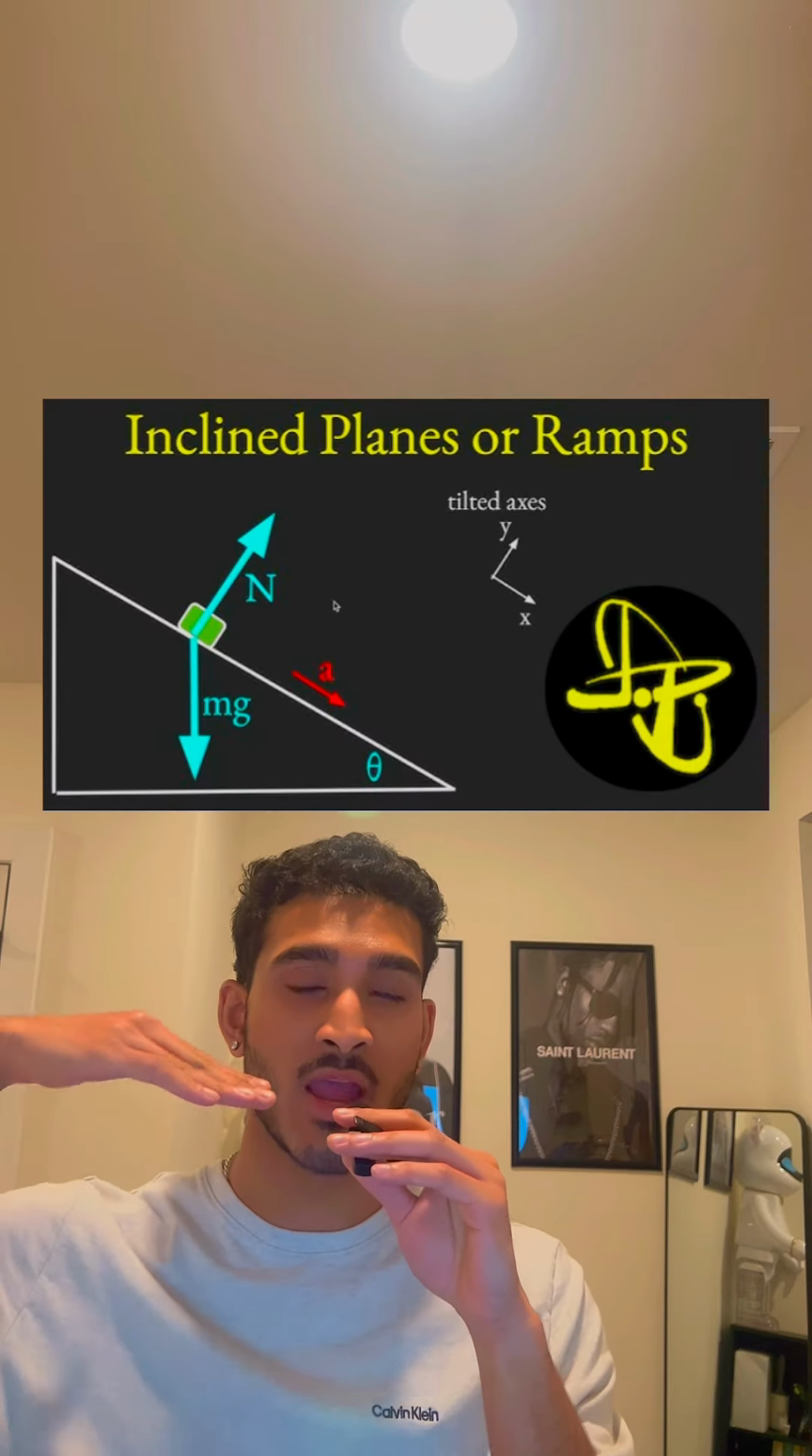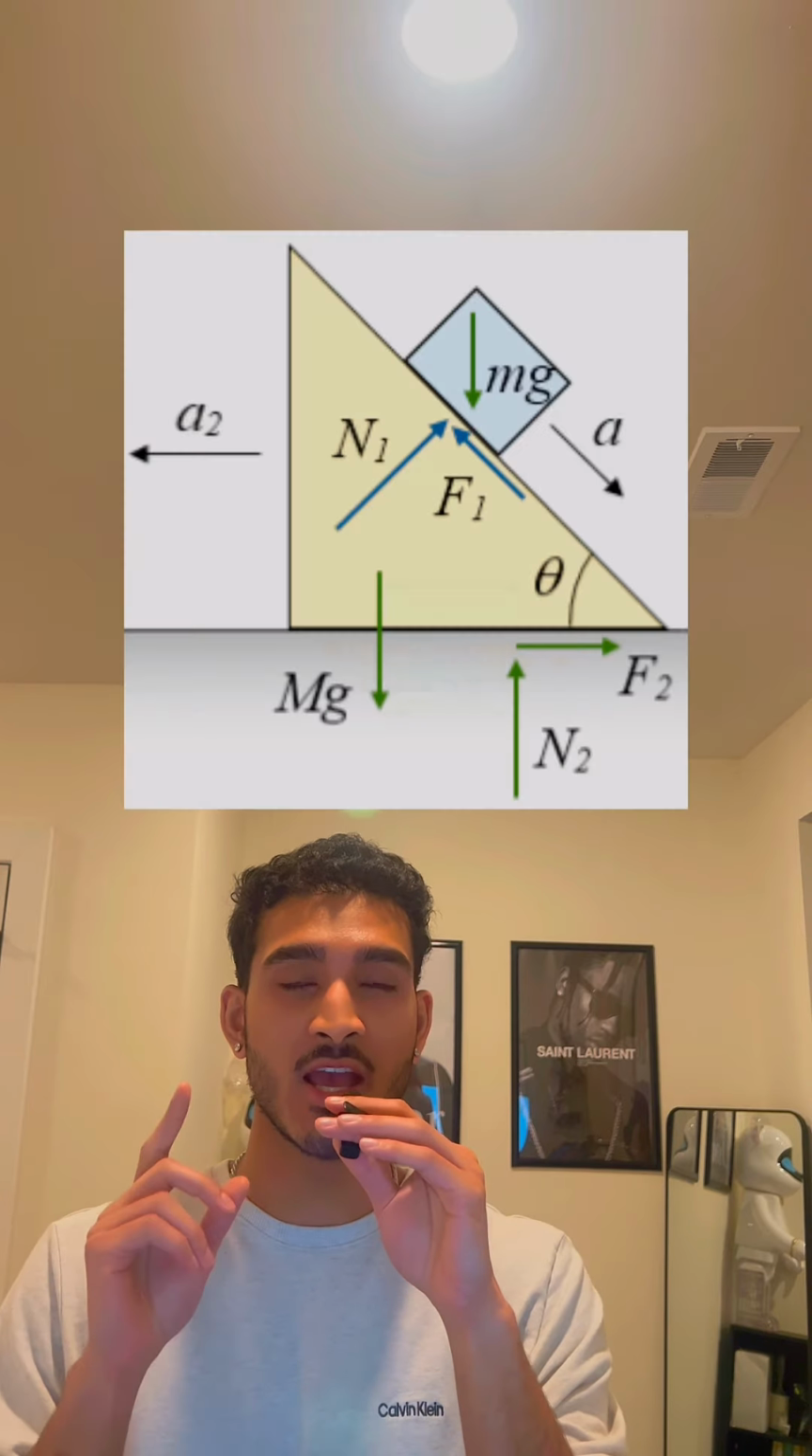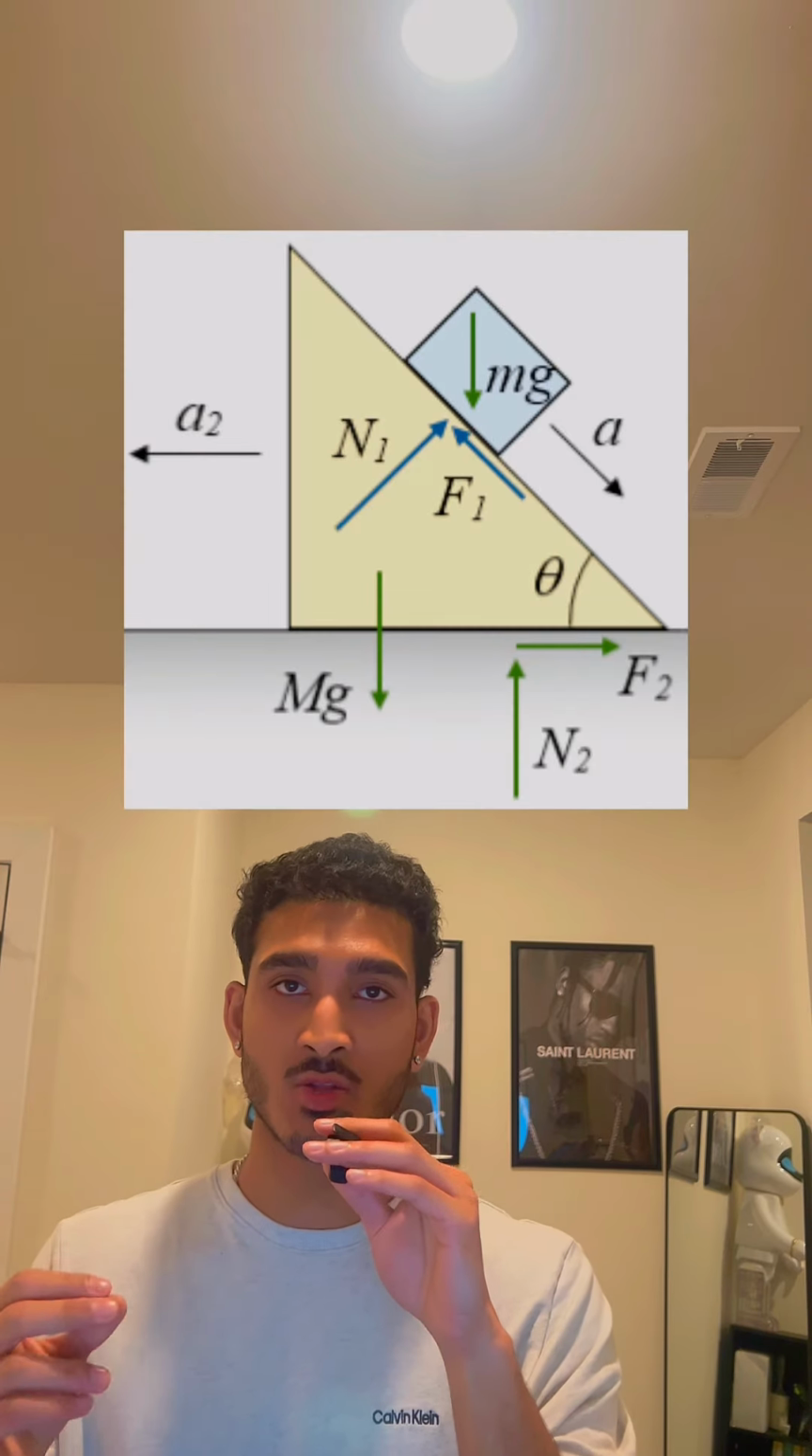Now that we have that out of the way, let's go over inclined planes. The first major thing that you want to understand is that the x direction, instead of being horizontal, is actually parallel to the plane, whereas the y direction is perpendicular. Now you should note that there is no motion in the y direction because the mass is not going into the inclined plane or above it.